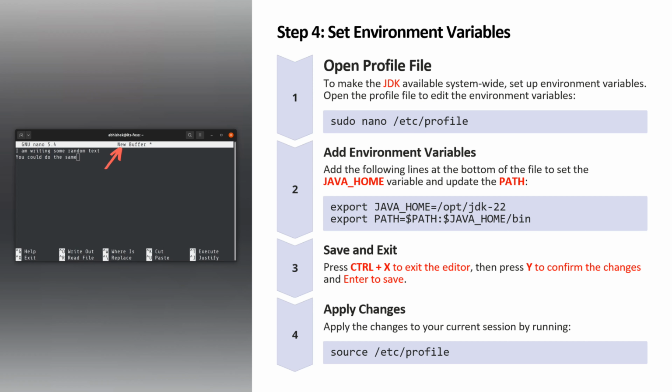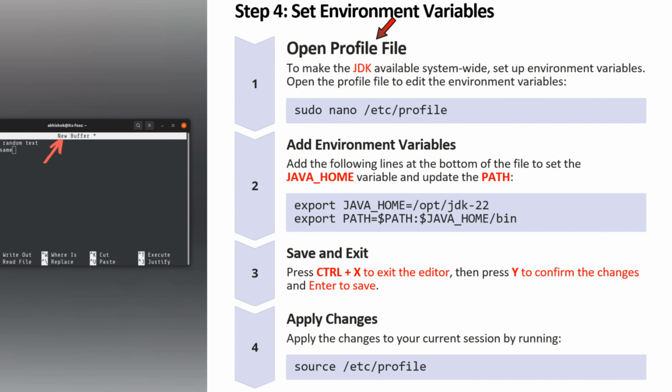Step 4 is set environment variables. To make JDK available system wide, we have to set up environment variables. For that, we have to open the profile file using the sudo nano command. Then we have to add the environment variables like JAVA_HOME and PATH. JAVA_HOME should point to the JDK 22 folder, and PATH should point to the bin folder of JDK 22.